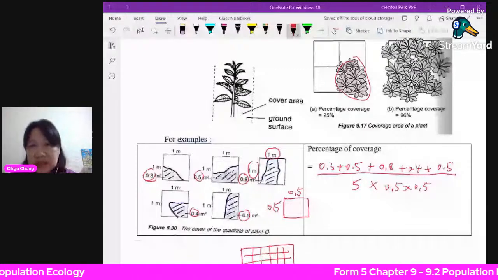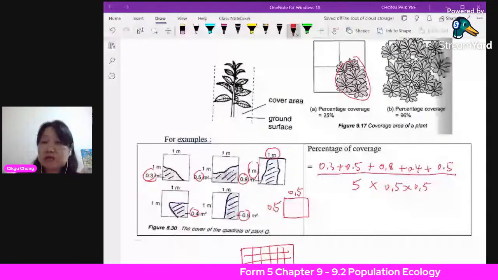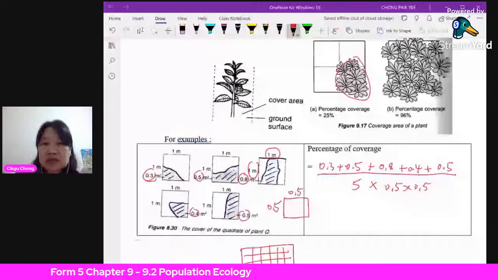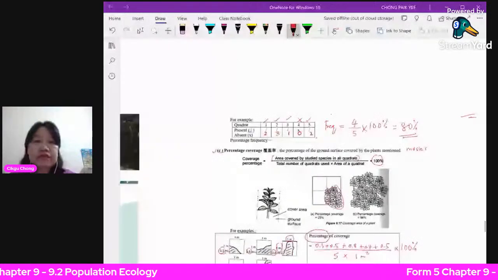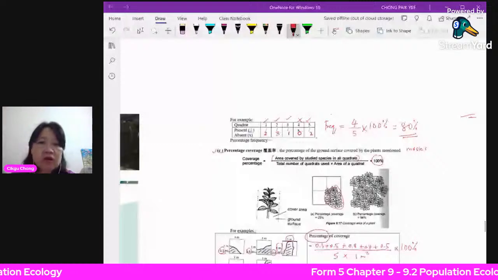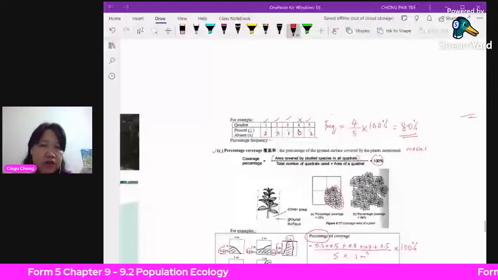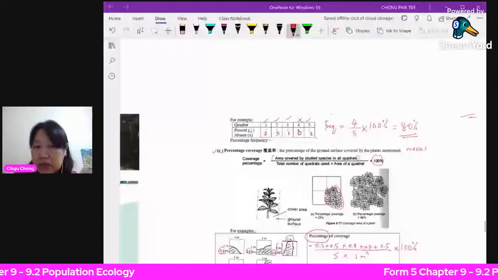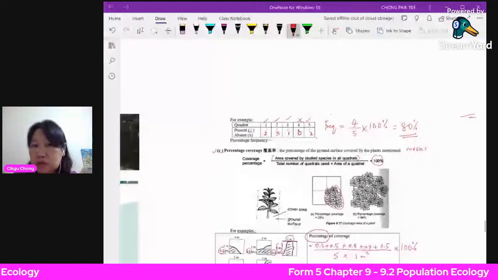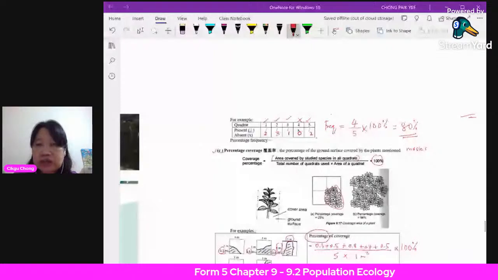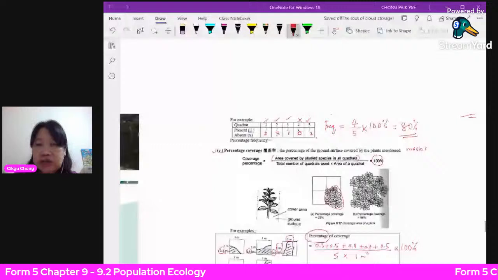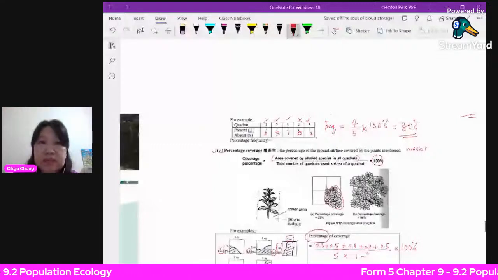Okay, so this is how you do the calculation. Questions can give any one of these. They can ask you for percentage coverage, usually if it's moss or lichen or any plant that you cannot separate. Okay, and then frequency is easier. The easiest one is frequency. See how many got the species you want divided by the total quadrats times 100%. For density, you count all the number in all the quadrats divided by the number of quadrats and also divided by the area per quadrat. Okay, so this is for plants.